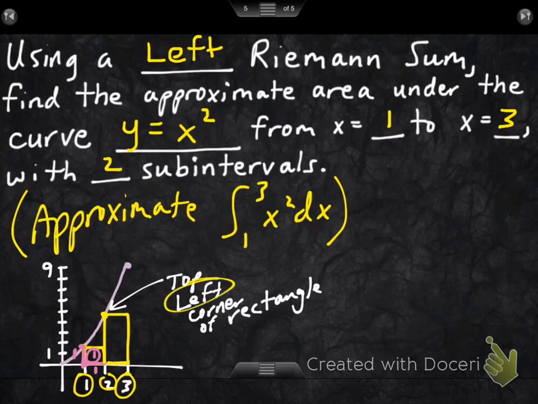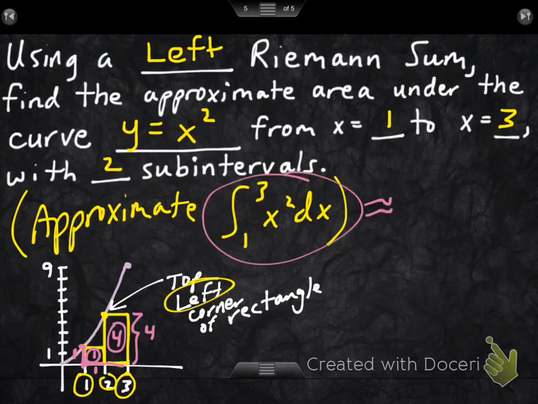So if it's a left Riemann sum, then the top left corner hits the curve. By the way, up from 2, we know y equals x squared, and so we know that the height of that rectangle is 4, so 2 squared is 4. 4 times 1 is 4. So approximating this integral, that integral has an approximate value of 1 plus 4, which is 5. And that's our approximate area under the curve, using a left Riemann sum.